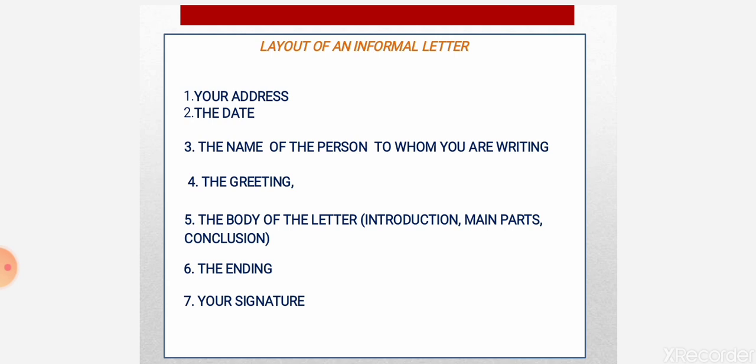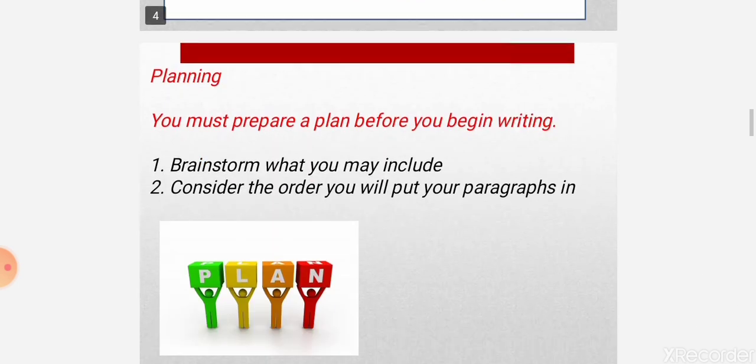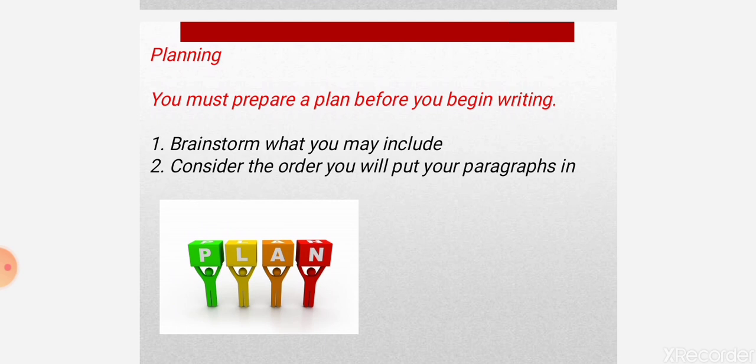Next, students, we will move to one important part. Now, we know the layout. We know that an informal letter is a letter to a friend, brother, sister, relative, or any family member. So, these two things are clear. Now, the third most important thing is that whenever you are trying to write a letter, try to do planning. Try to do a mind task.